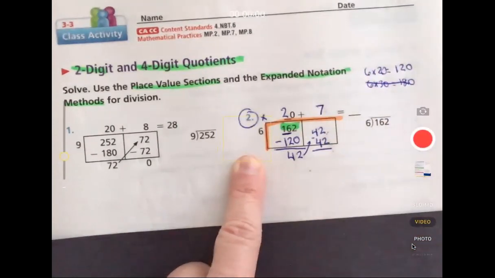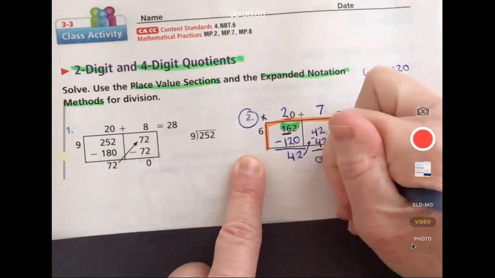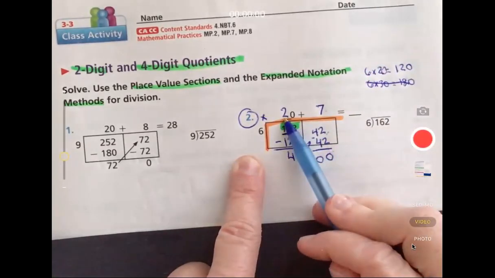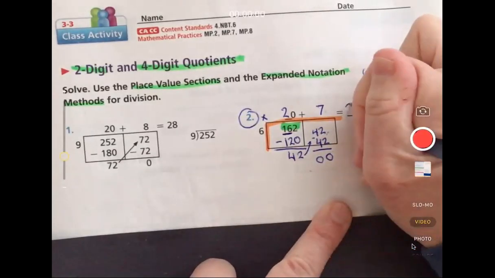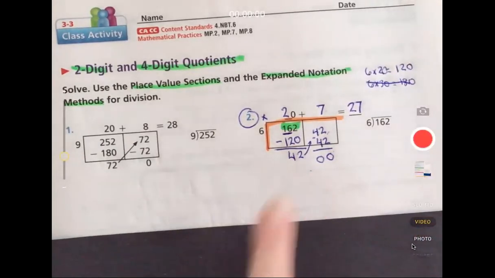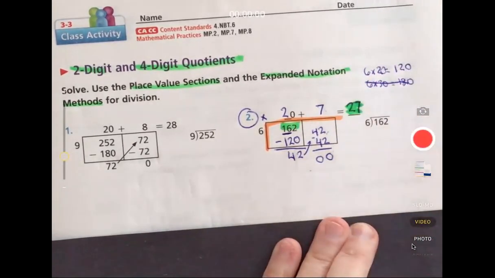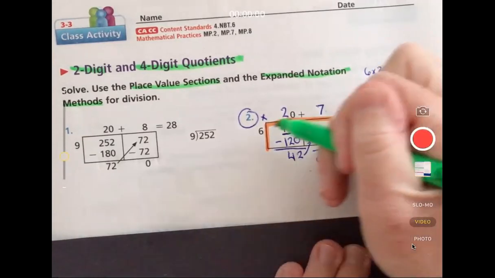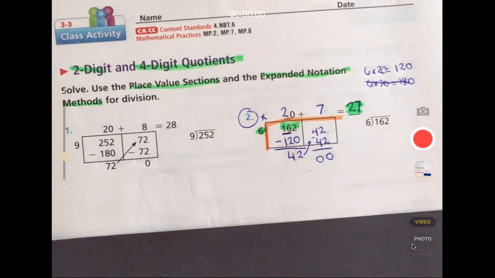Do my subtraction to see if there will be remainders. There are no remainders. When I add my 2 together, 20 plus 7 is 27. So that means that the missing factor is 27. Okay, so 27 times 6 should equal 162.